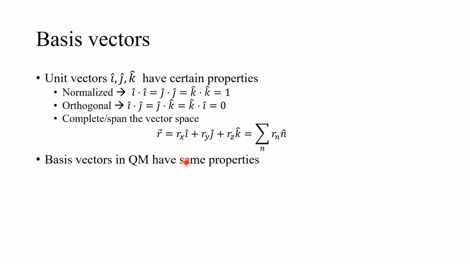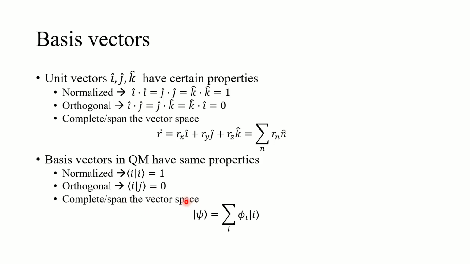Well, it turns out quantum mechanical basis vectors have the same properties, right? They're normalized, so if I indicate that ket as just an i hat, and I take the inner product with itself, I get 1. If I take the inner product with any of the other vectors in that basis set, they are orthogonal, so that gives me 0. And they span the vector space. So I can write any general vector in that vector space as a sum of coefficients times the various basis vectors.